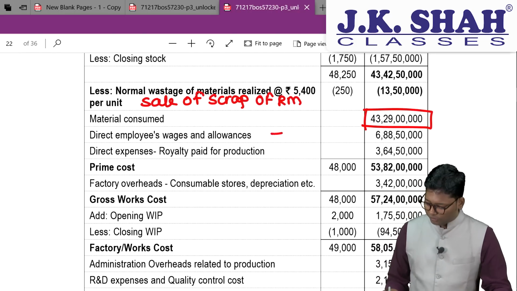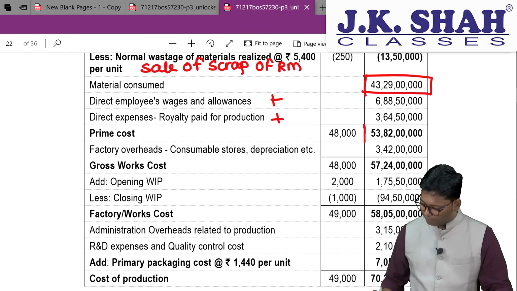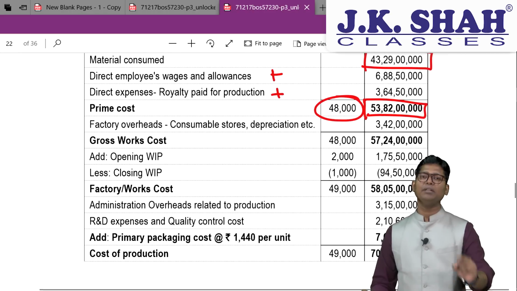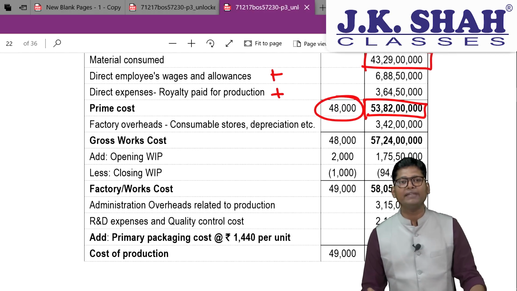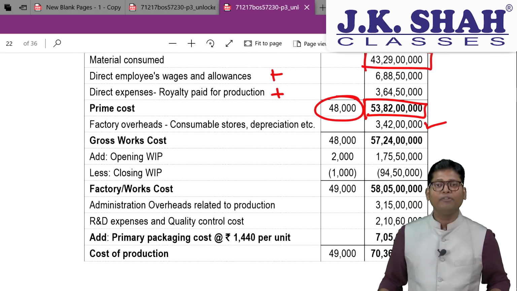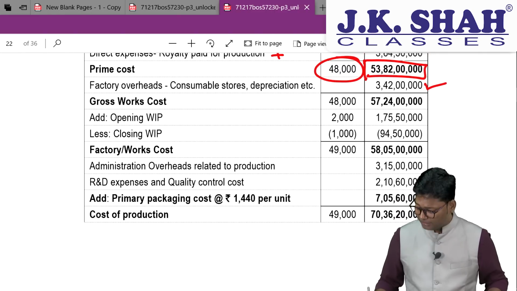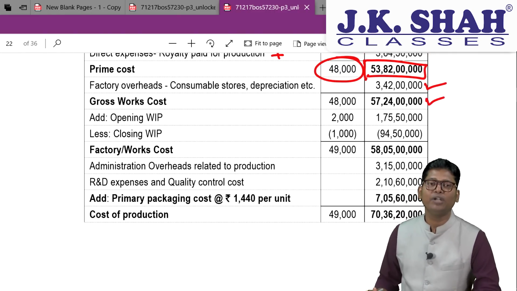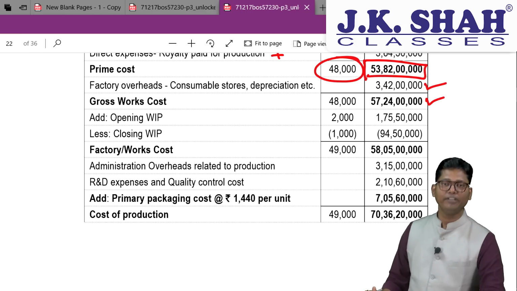After RMC, you should add direct wages, you should add direct expenses. Addition of all these items will give you your prime cost, and prime cost quantity is also available. Means this cost has been incurred on 48,000 units. After prime cost, according to our format, we add factory overhead so that we get GFC. GFC stands for your gross works cost. In gross work cost, we should adjust opening and closing stock of finished goods.